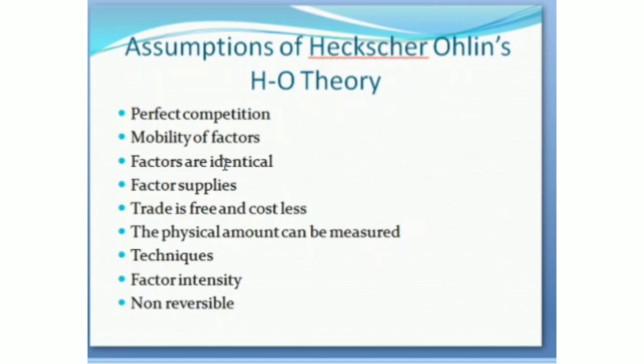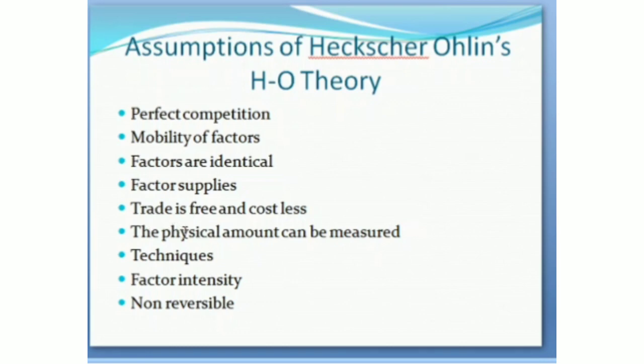Next, factors are identical. Factors are identical and homogeneous qualitatively in both the countries. Next comes factor supplies. Factor supplies in each country are fixed and fully employed, and there are constant returns to scale. Next one is trade is free and costless. There are no barriers to trade and no cost of transport.